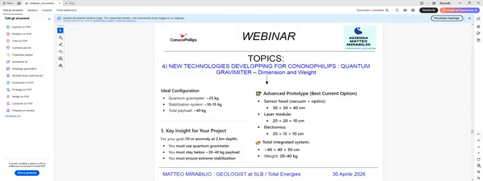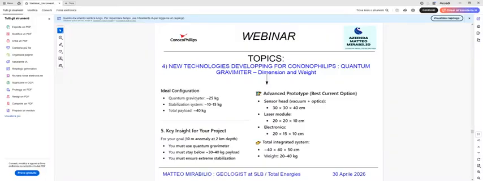Key insight for the project: the goal is 10 meter anomalies at 2 kilometers depth. Today this is the standard. To reveal 10 meter anomalies of density contrast at 2 kilometers depth, you must use a quantum gravimeter, you must stay below the payload on UAV of 14 kilos, and you must ensure that you have a totally extreme stabilization of the flight survey.